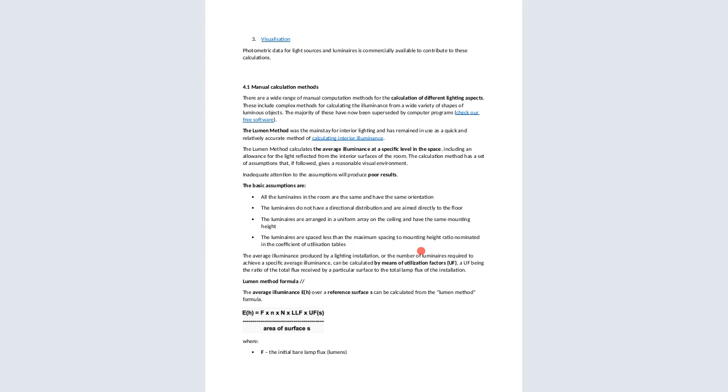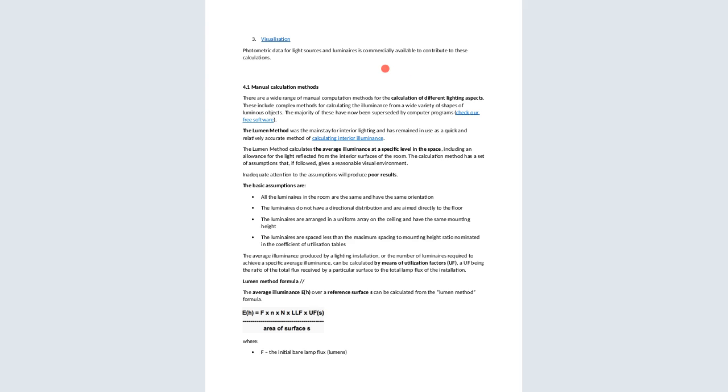Some of them, for these advanced companies, use 3D modeling, where they have software that can even fix the lighting for them. So the photometric data for lighting sources and luminaires is commercially available to contribute to these calculations.